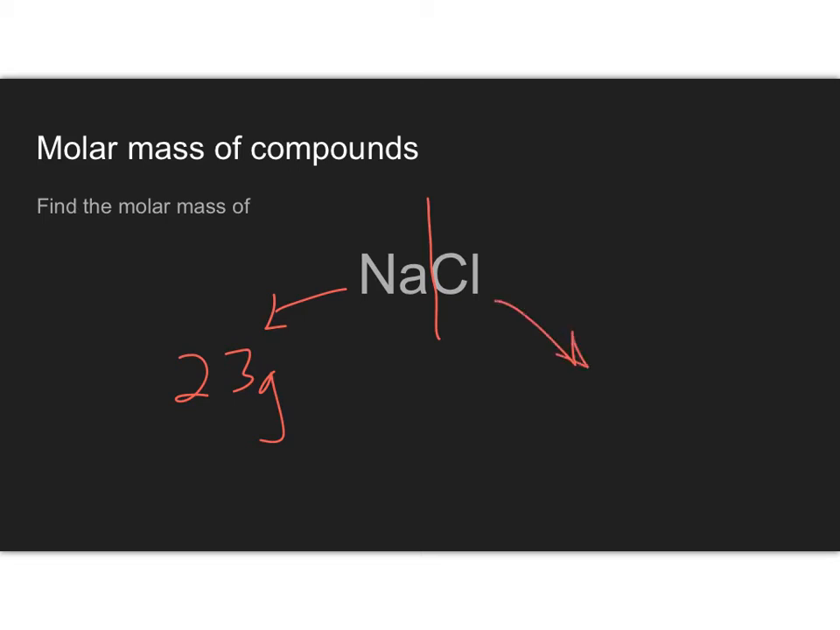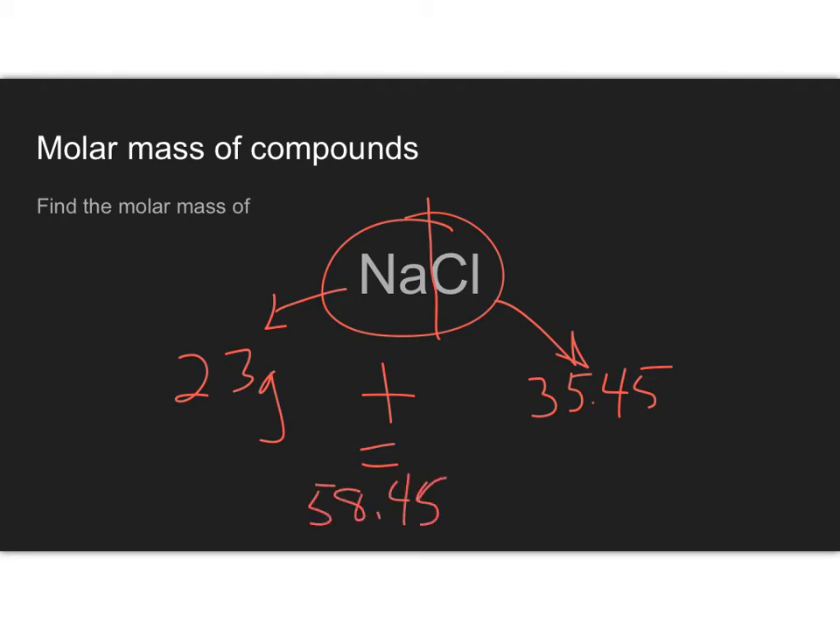Chlorine is a little bit trickier because its mass is not a nice, easy, round number. It's close to 35.5. If you said 35.5, I wouldn't mark that wrong, but rounding it one way or the other changes the dynamic a little bit. So, in order to find the mass of the compound, we just add those two together, and we see that the mass of sodium chloride is 58.45 grams per mole.